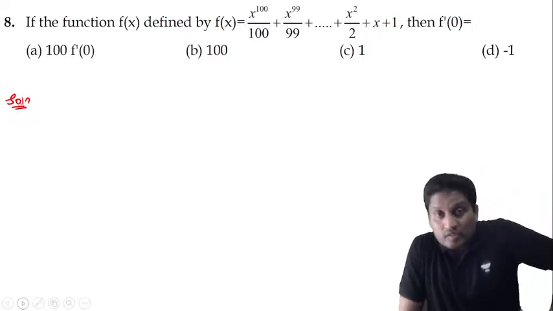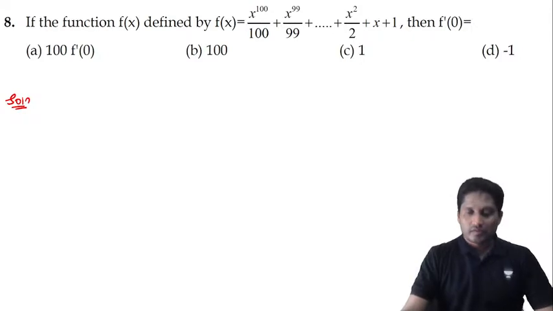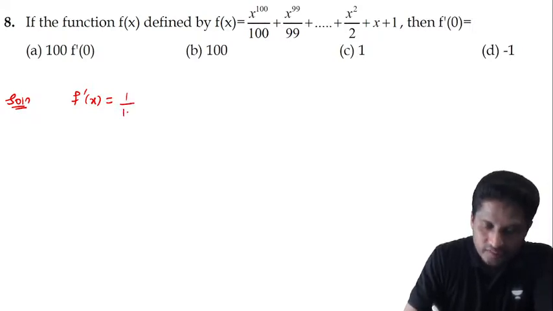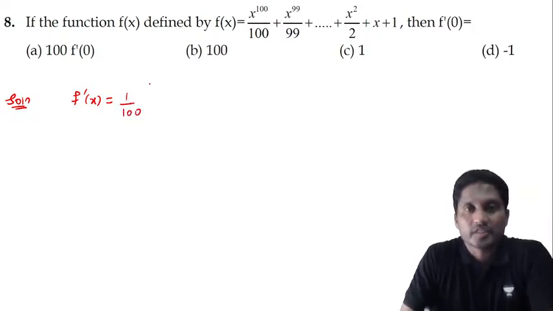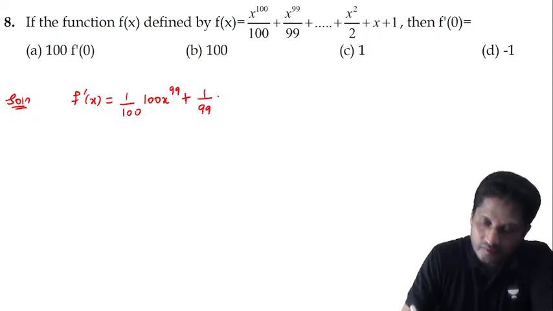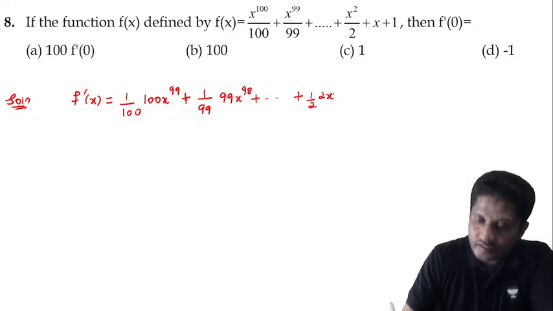I'm supposed to find out the value of f dash of 0. Right, f dash of x is equal to 1 by 100, a constant, times the differentiation of x to the power of 100, which is 100 x to the power of 99, plus 1 by 99 times 99 x to the power of 98, and so on. 1 by 2 differentiation of x square is 2x. Differentiation of x is 1. Differentiation of 1 is 0.